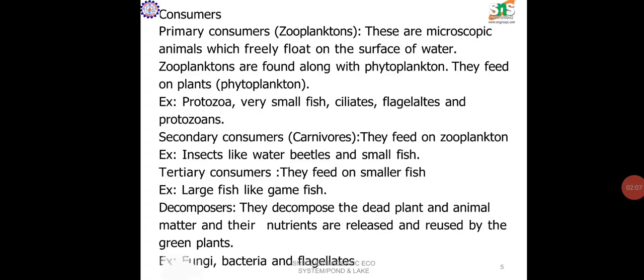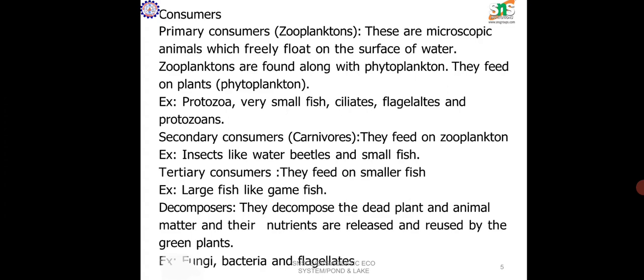Consumers. So, primary consumers, zooplanktons. These are microscopic animals which freely float on the surface of water. Zooplanktons are found along with phytoplankton. They feed on plants. Examples are protozoa, very small fish, ciliates, flagellates and protozoans. So these are the examples of the first one, primary consumers.